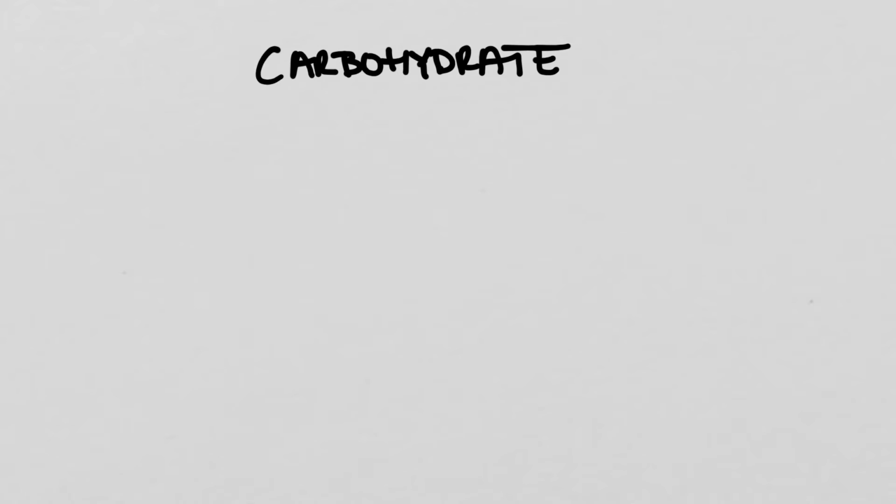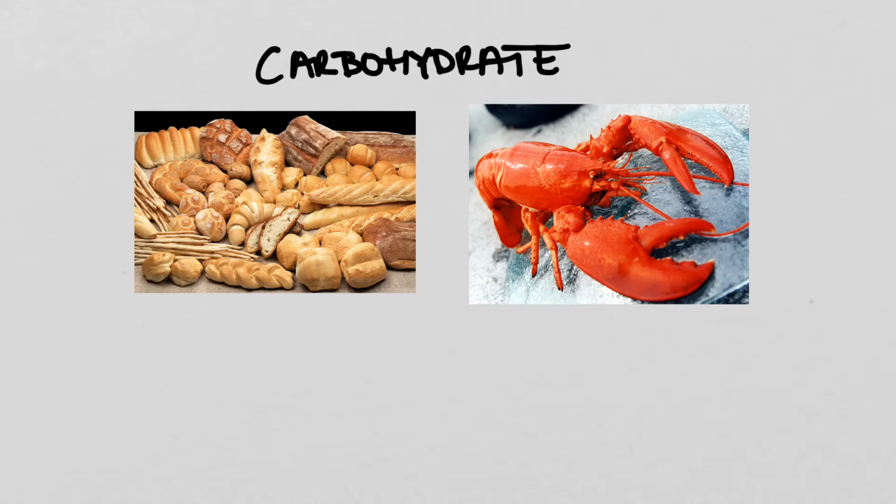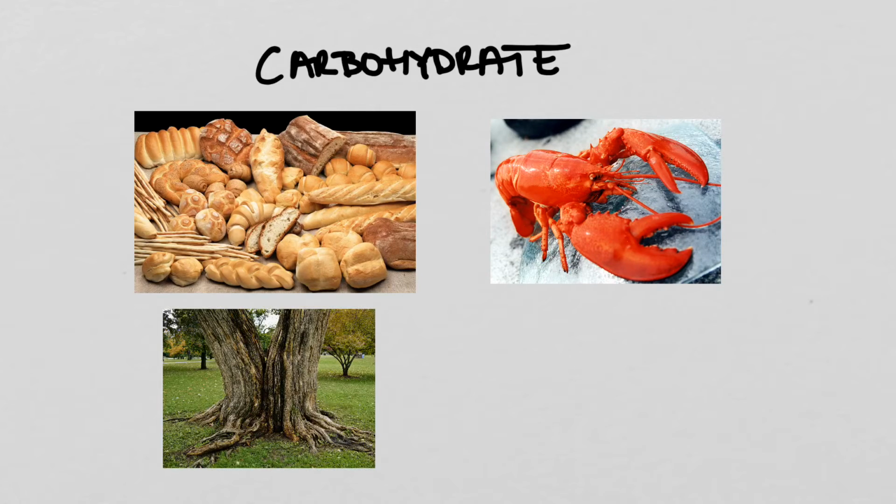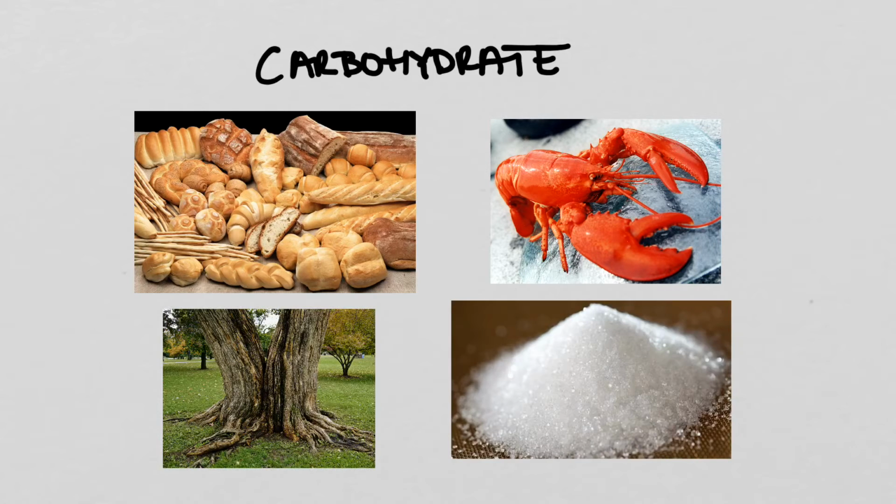So, when I say carbohydrate, undoubtedly you think about bread or pasta or potentially even potatoes. But carbohydrates are actually a very diverse group. So, yes, bread is composed of carbohydrate, but also so is the shell of our friend the lobster, and additionally, the majority of the trunk of this tree is also carbohydrate, and even a pile of sugar. These are all examples of carbohydrates.